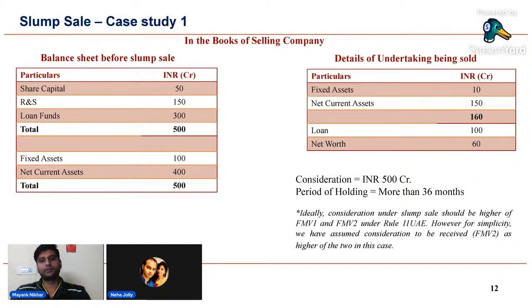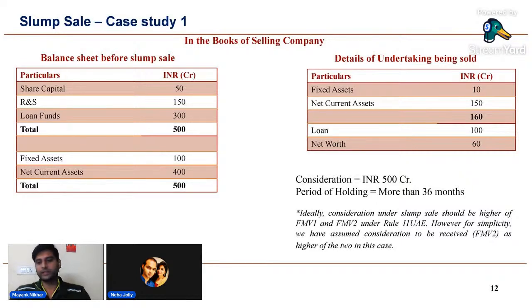Now, inside this company, there is an undertaking which has fixed assets of 10 crores, net current assets of 150 crores. Out of 400 crores, 150 crores belongs to the undertaking, and 90 is on account of other undertakings, or it is not part of that undertaking. The undertaking shall have only 10 crores of fixed assets. From the 300 crores loan of the company, the loan that is attributable to the undertaking is only 100 crores. So the net worth simply is 60 crores. Now, we are given that the period for which the undertaking has been operated is more than 36 months. So whatever capital gain that would arise would be long term capital gain.